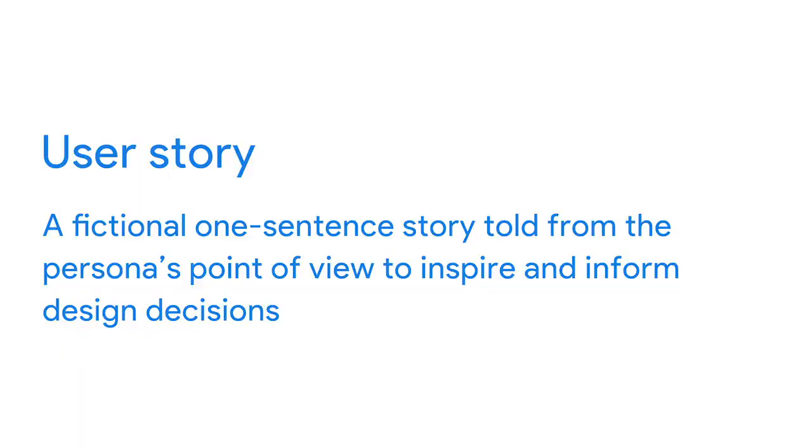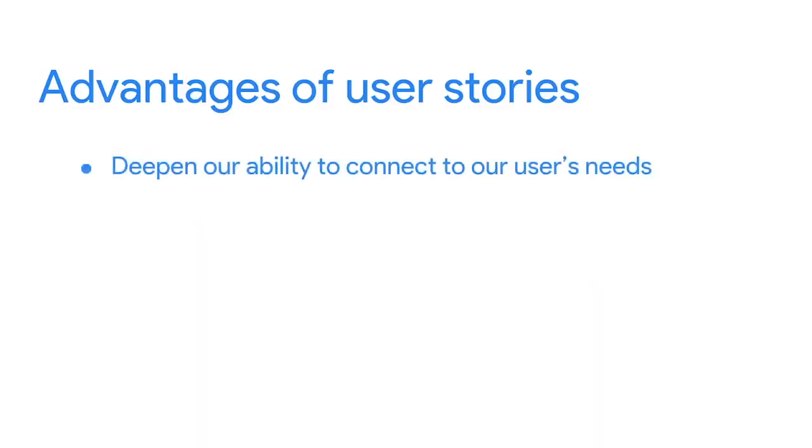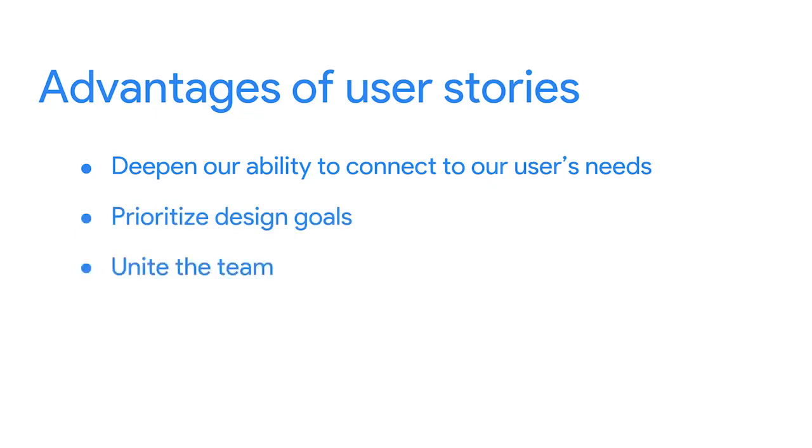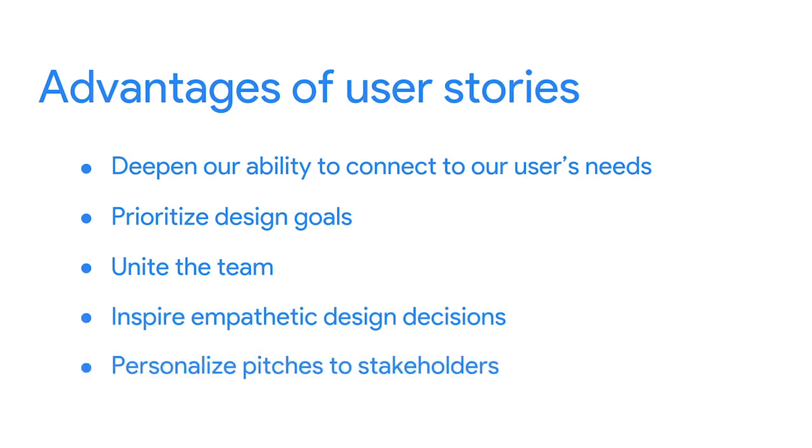A user story is a fictional, one-sentence story told from a persona's point of view to inspire and inform design decisions. User stories deepen our ability to connect to our users' needs. They also help us prioritize our design goals so we can pick the most important pain points for our products to solve, unite the team around the website's main goals, inspire empathetic design decisions that are truly centered around the user's needs, and personalized pitches to stakeholders to better demonstrate how our design will cater to each persona's main pain point.